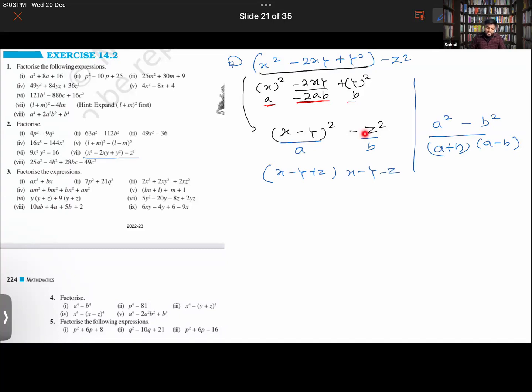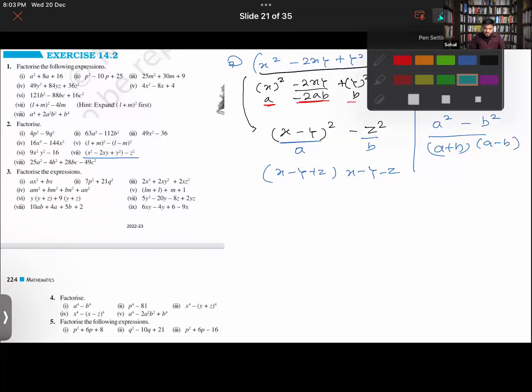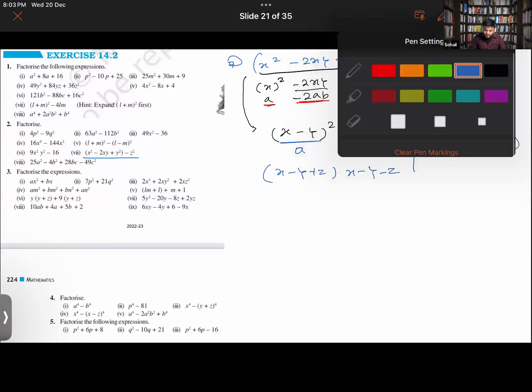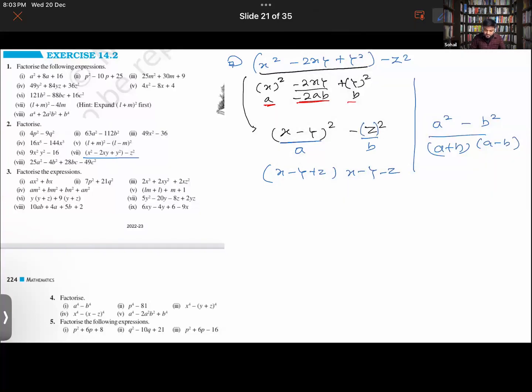Notice, don't get confused with this sign over here. You do not have to assume this sign here. Just take a as x minus y, b as simply z. For the sake of convenience, you can put a bracket over here to avoid confusion. Okay. So that is the way how you will do this question. Hope it is clear to everyone.